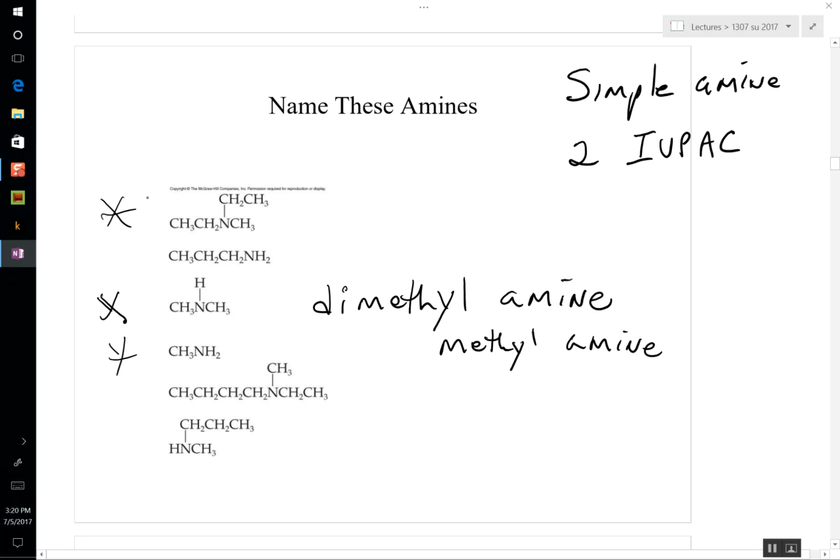What do I mean by simple? If there's nothing but ethyl and methyl groups on the nitrogen, then it's a simple amine. What would that one be? Yeah, okay, diethylmethylamine.